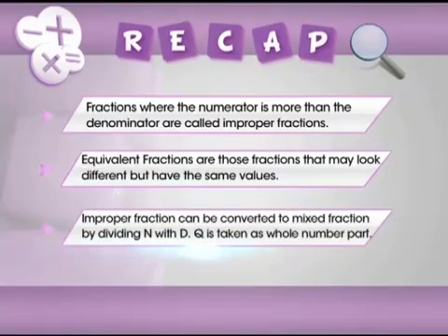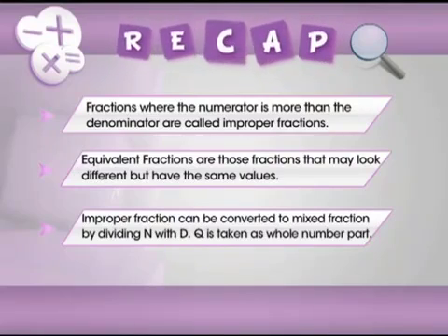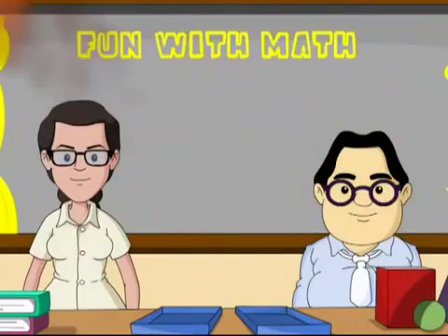To convert improper fractions into mixed fractions, we first divide numerator by denominator and then write quotient as the whole number of the mixed fraction, remainder as numerator, and divisor as the denominator of the fractional part of the mixed fraction. And that's all we have for you on fractions.